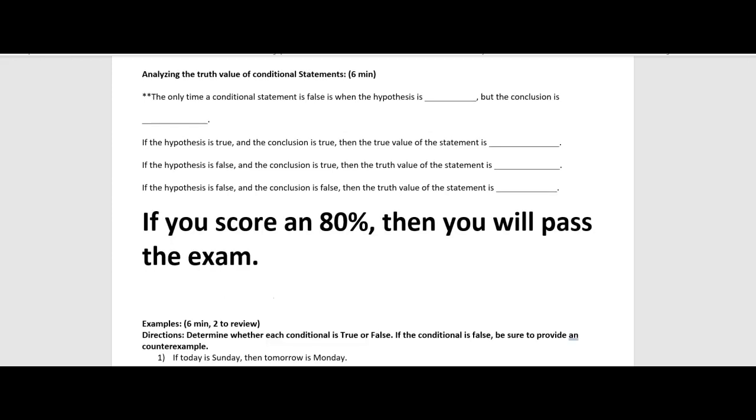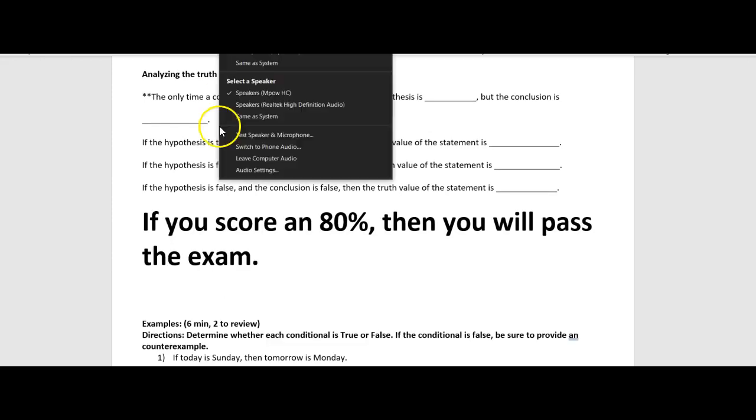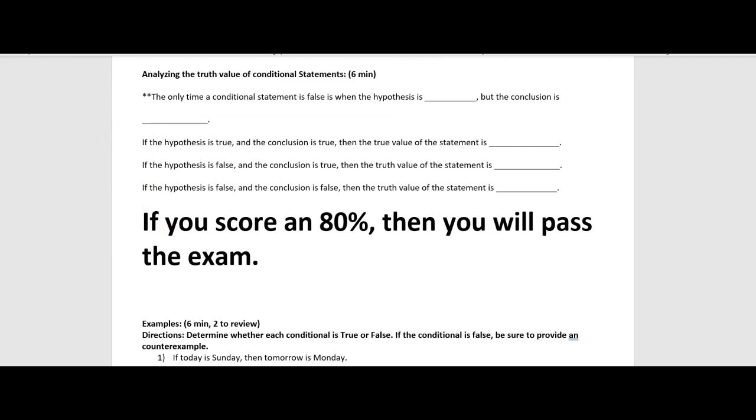So what we did was just practice writing conditional statements. Now we're going to talk about how to analyze the truth value of conditional statements. Okay, so I just added a conditional statement down here because we're going to use it to talk about these statements up here. So the only time a conditional statement is false is when the hypothesis is true, but the conclusion is false. So if you can find an instance where the hypothesis is true, but the conclusion is false, then you can say that the entire statement is false.